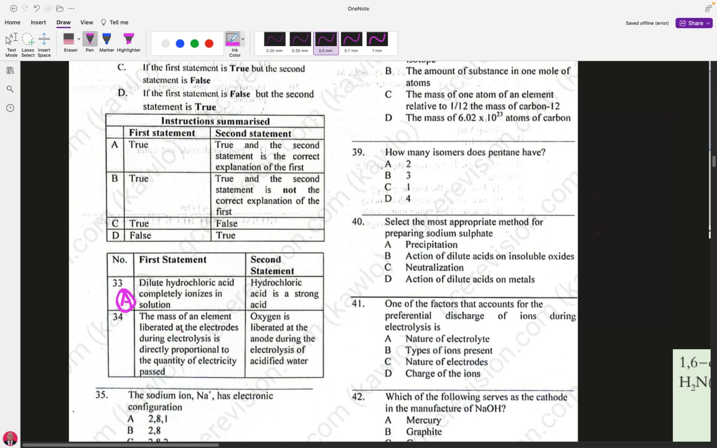The first statement is talking of the mass of an element liberated at the electrodes. It could be on the anode or it could be on the cathode. But the second one is somehow specific and totally out. It's not even talking about the mass, and it's not talking about what is released at the cathode. So this is not a correct explanation, and in that case, we say option B is the right one.